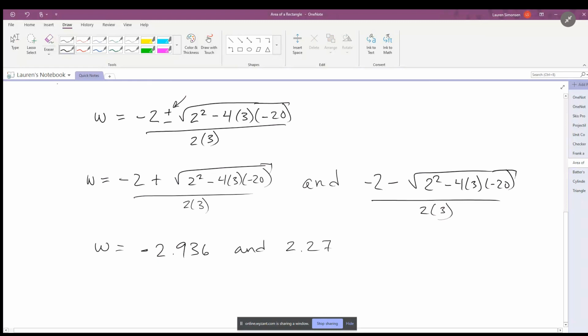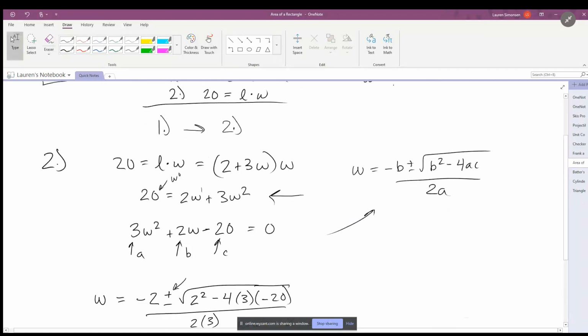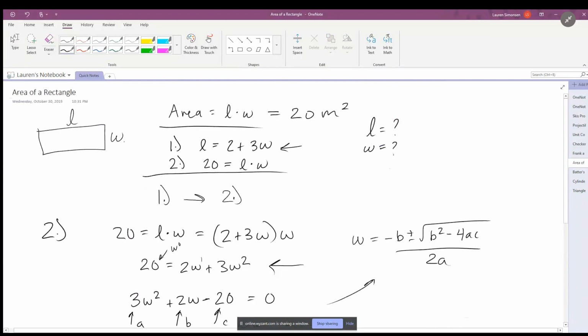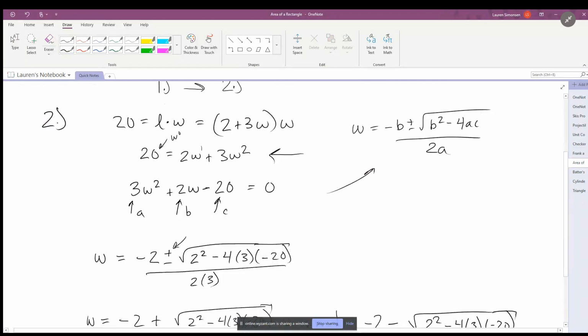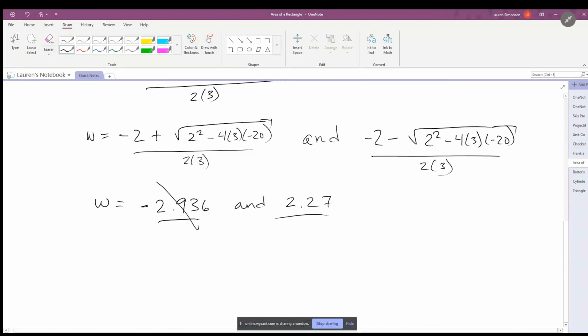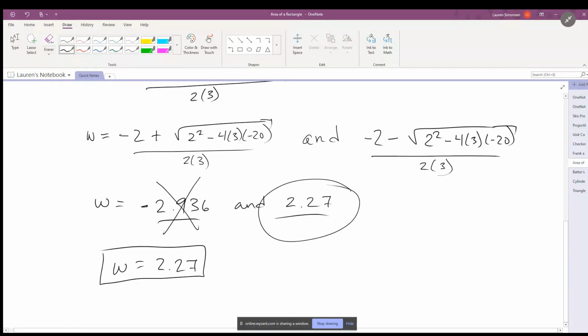So now you have to decide which of these is correct. But you are smart, and so you're going to know that an area is a length times a width, and that's the context of our problem. You know that you can't really have negative lengths here. So that is not the correct answer, but that is the correct answer. You just have to think about what answer makes the most sense. So you know that the width is equal to 2.27. So there is half of our answer. But we also need to find the length.